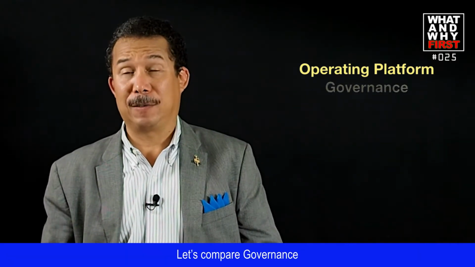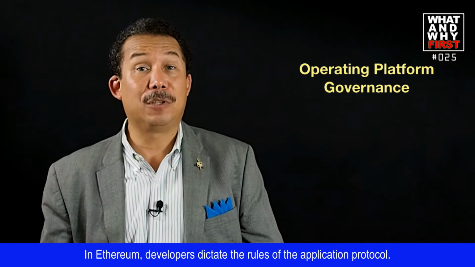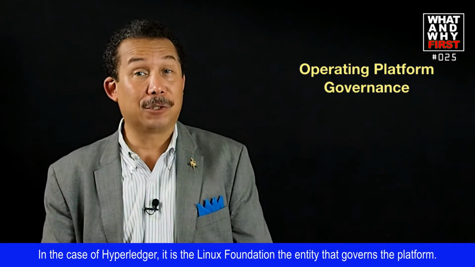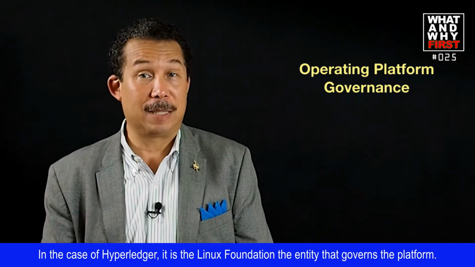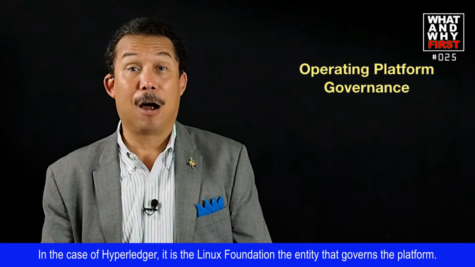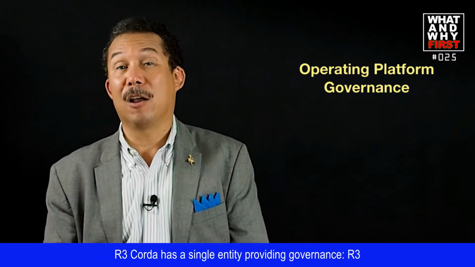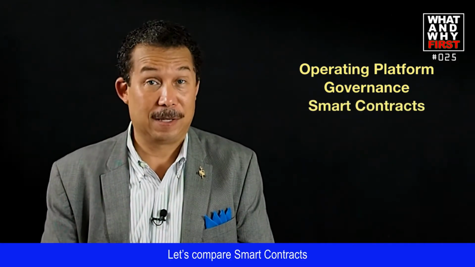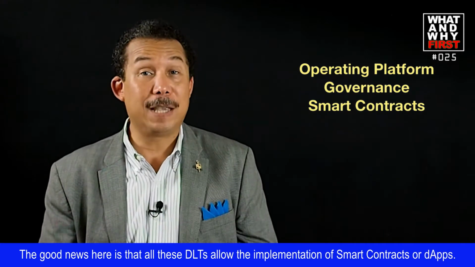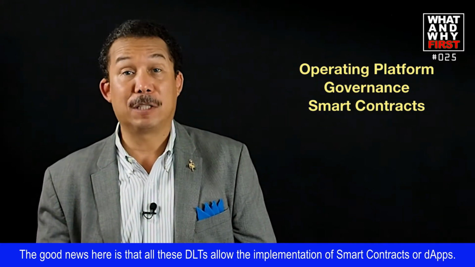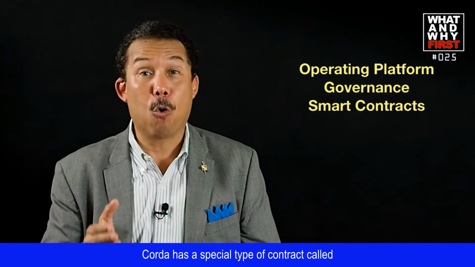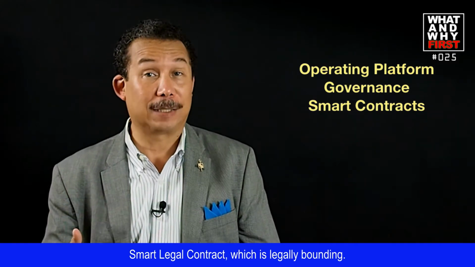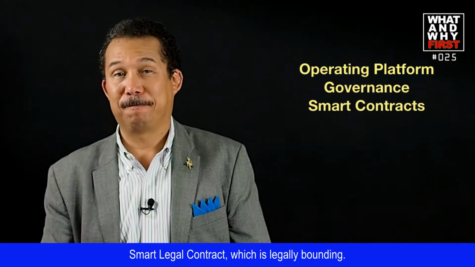Let's compare governance. In Ethereum, developers dictate the rules of the application protocol. In the case of Hyperledger, it is the Linux Foundation, the entity that governs the platform. R3 Corda has a single entity providing governance, R3. Let's compare smart contracts. The good news here is that all these DLTs allow the implementation of smart contracts, or dApps. Now, Corda has a special type of contract called a smart legal contract, which is legally binding.